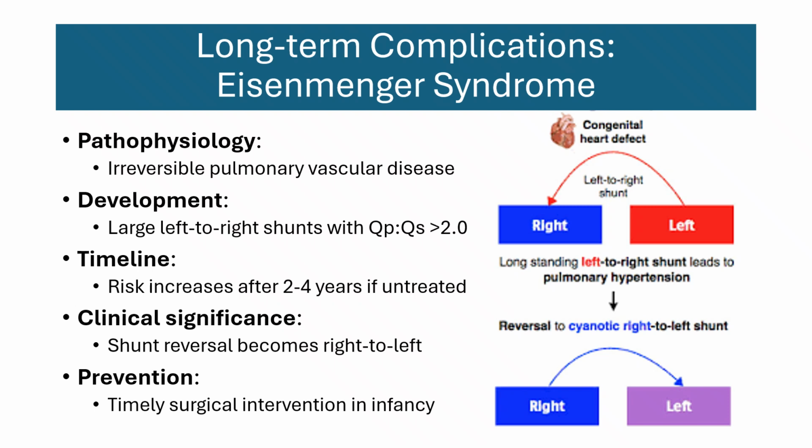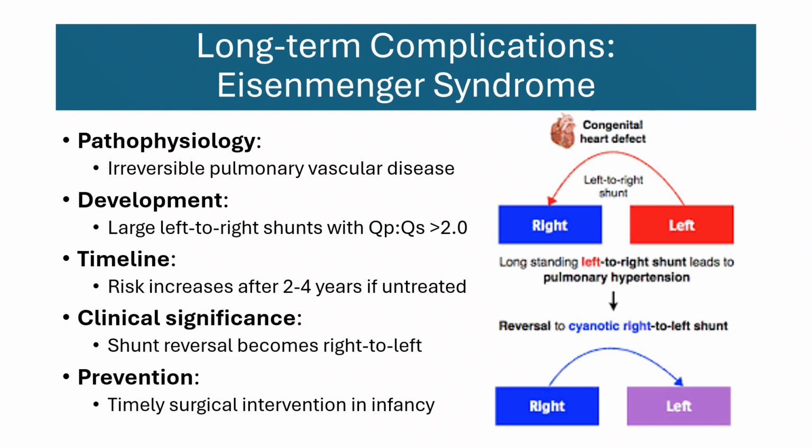Eisenmenger syndrome represents the endpoint of uncorrected large left-to-right shunts. Continuous exposure of the pulmonary vasculature to high flow and pressure leads to progressive remodeling of small pulmonary arteries. Medial hypertrophy, intimal proliferation, and loss of vascular compliance eventually create irreversible pulmonary vascular disease. This process is accelerated when the pulmonary to systemic flow ratio exceeds 2:1. The risk increases substantially after 2 to 4 years of age if the defect remains unrepaired.